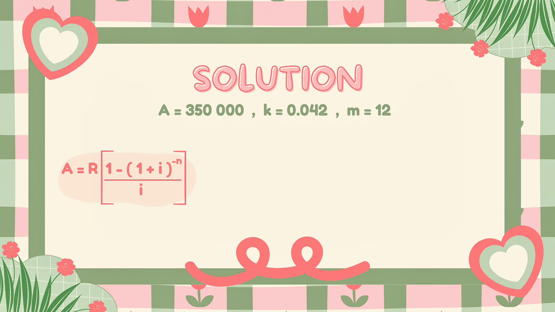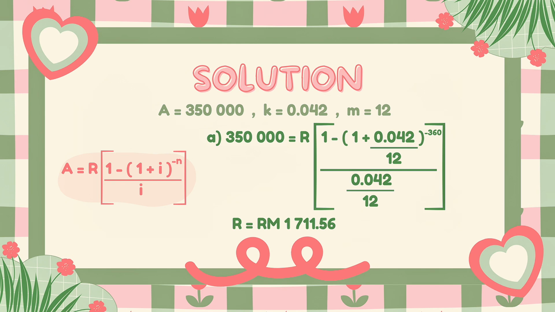For this question, we need to use the present value annuity formula, which is A equals R in bracket 1 minus 1 plus i to the power of negative n, over i. The amount of A will be divided by 2 because Fadlan already made a 50% down payment. So 350,000 ringgit equals R in bracket 1 minus 1 plus 0.042 divided by 12 to the power of negative 360, divided by 0.042 per 12. So the answer will be R equals 1,711 ringgit 56.